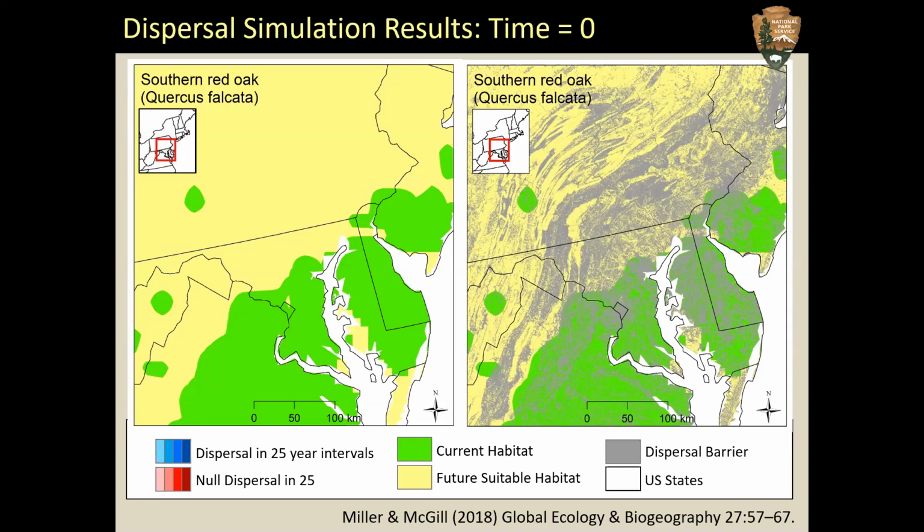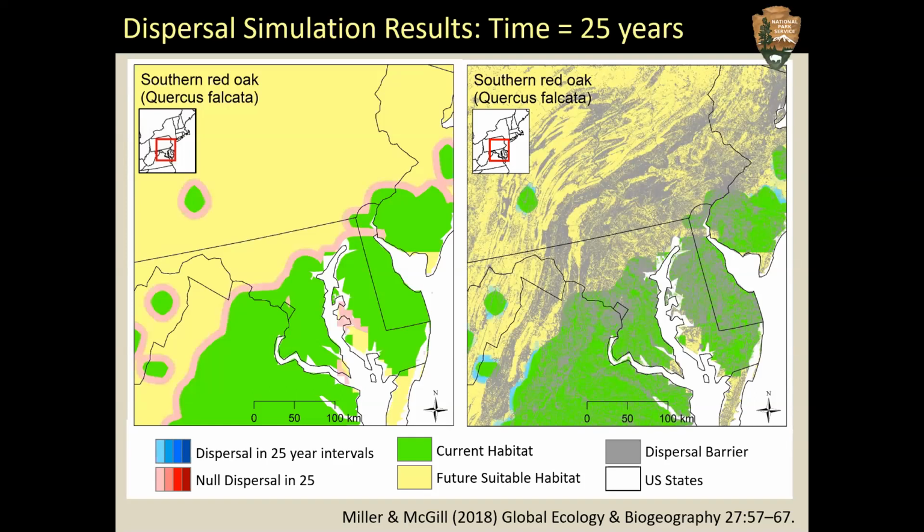I'm going to walk you through the results in 25-year intervals for our dispersal simulation. First is 25 years later, and this is the null on the left, and then dispersal with land use on the right.